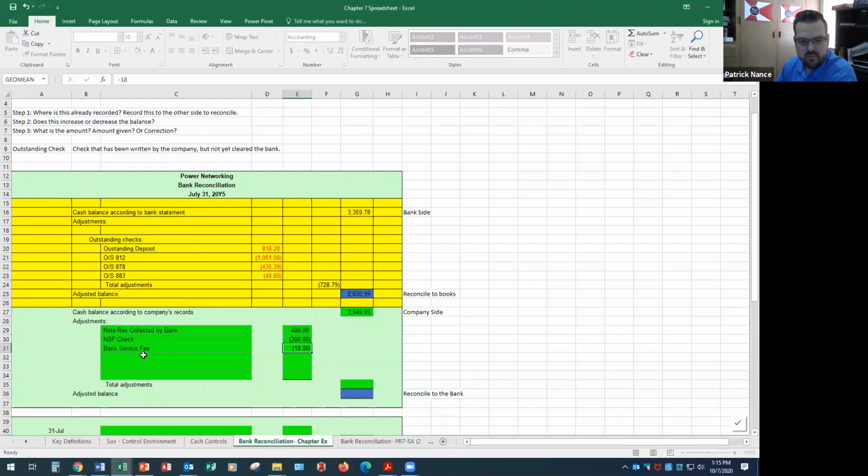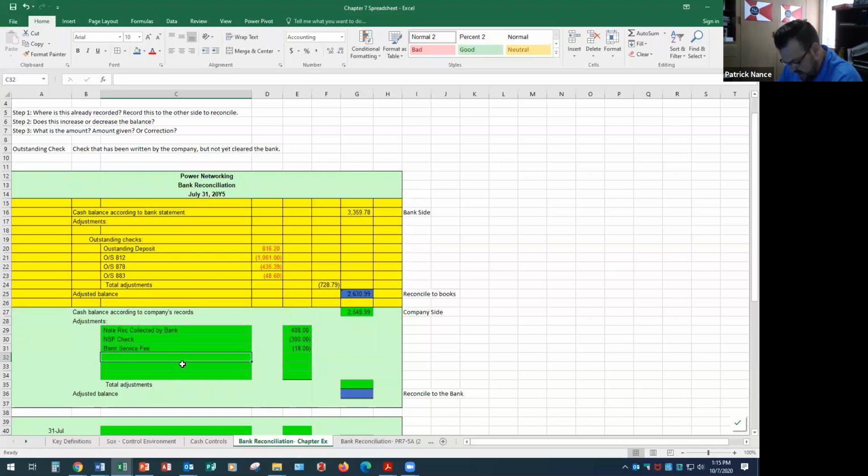$18 for a bank service fee. Last, it says, in addition, there was an error discovered, a $9 error for check number 879, when check number 879 for $732.26 on account was recorded in the company's journal for $723.